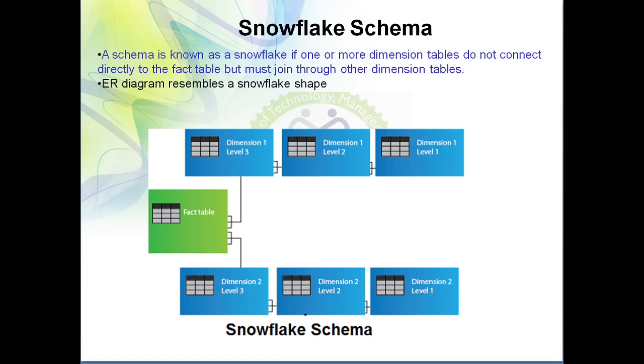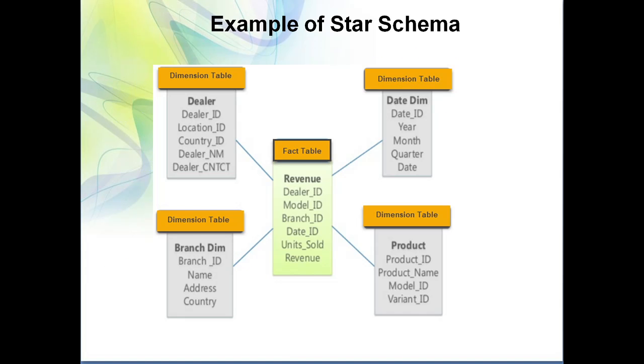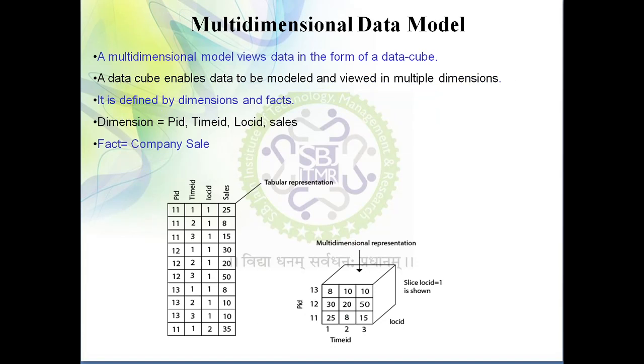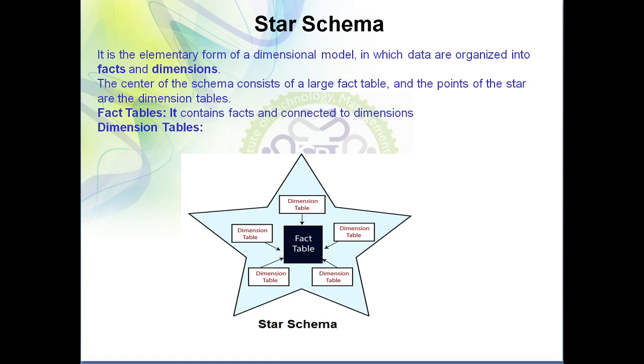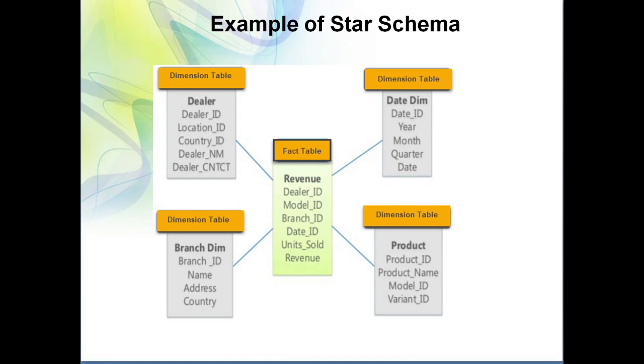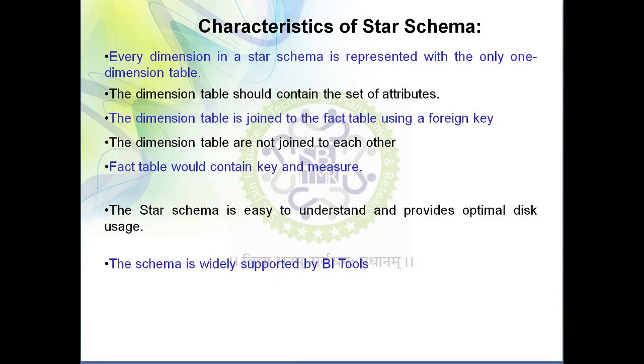So I hope you understand what is multidimensional data model, how it helps to visualize your data in multiple dimensions. And there are two types of schemas. One is a star schema, which represents the data in a star-like format, and the second is a snowflake schema. So the major problem with the star schema is that it cannot represent many-to-many relationships, so that problem is overcome by the snowflake schema by allowing many-to-many kind of relationship.